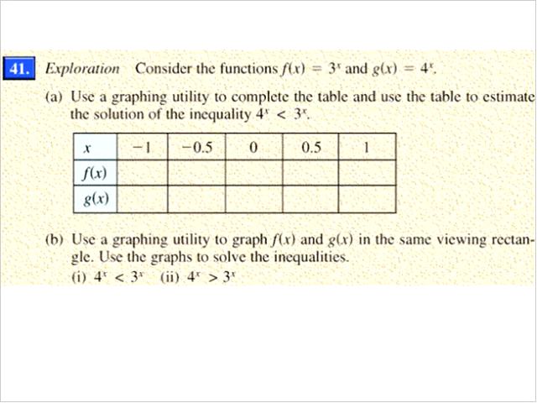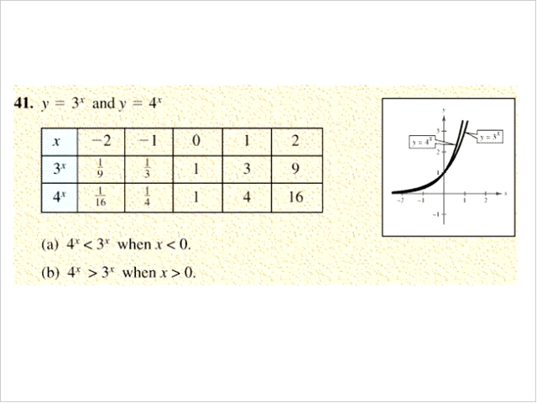For the next one, we need to use a graphing utility to complete our table, and then we're going to compare our graphs. Notice that f of x is the function 3 to the x power, and g of x is the function 4 to the x power. So 3 to the -1 gives 1/3, and 4 to the -1 gives 1/4. That's how we can start our tables off, and we can fill them in from here.